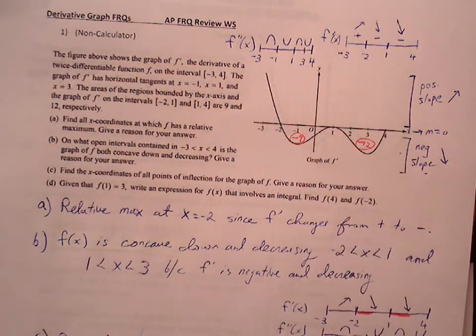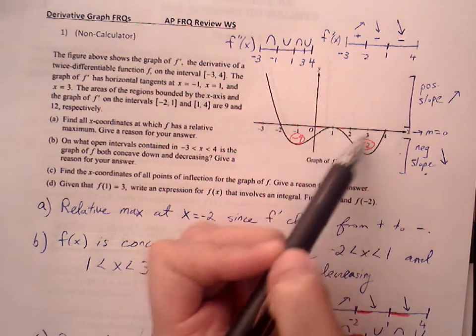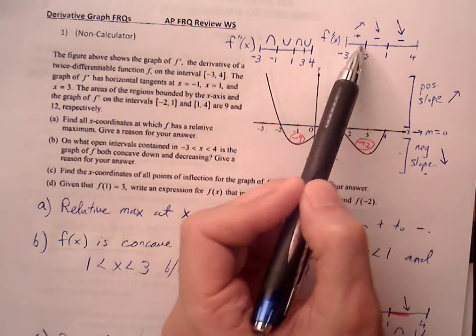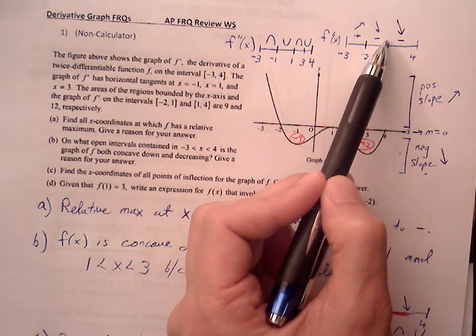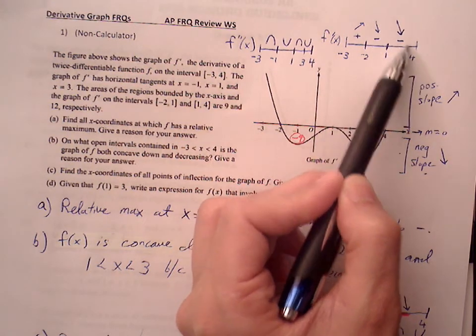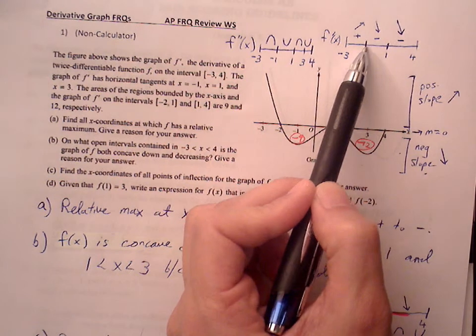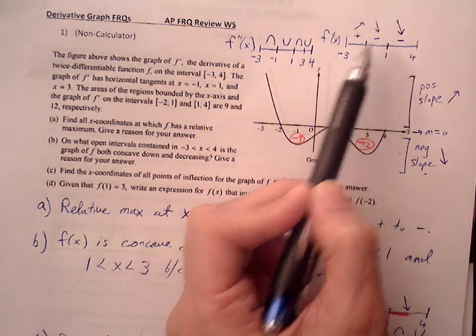So if we want to find relative max, we can visualize how this original f of x graph could look. Rising between -3 and -2, it hits a relative max, decreases to some place at 1 where it's going to have a slope of 0, and then continues to decrease. So this graph has a relative max at x equals -2 because f prime changes from positive to negative.